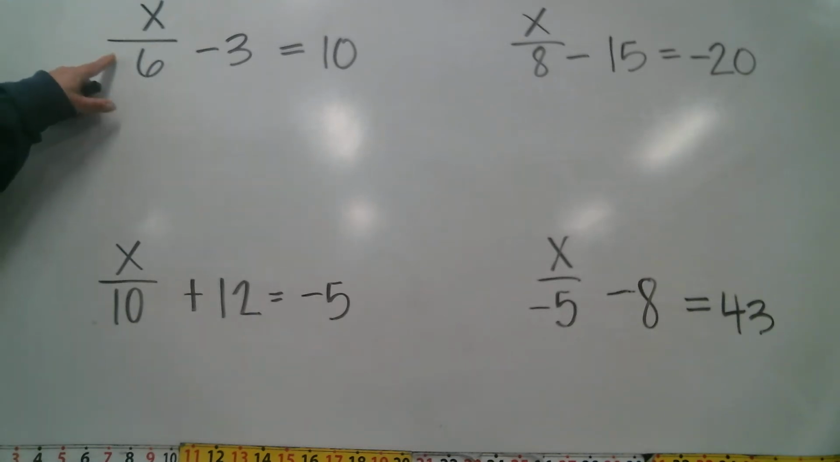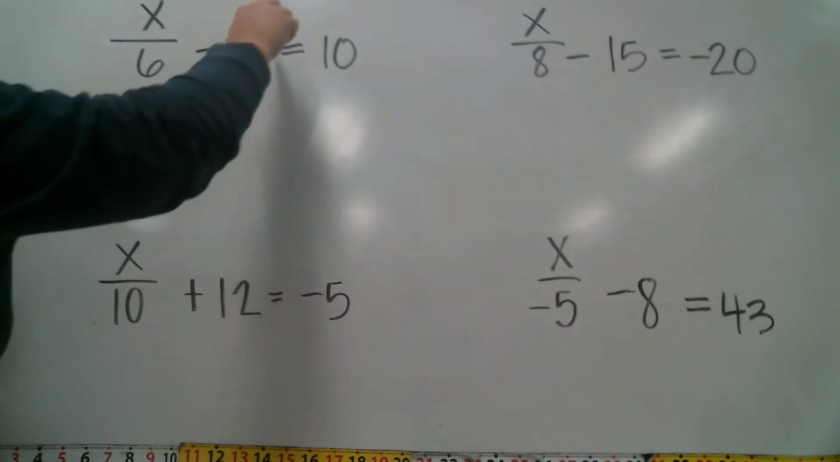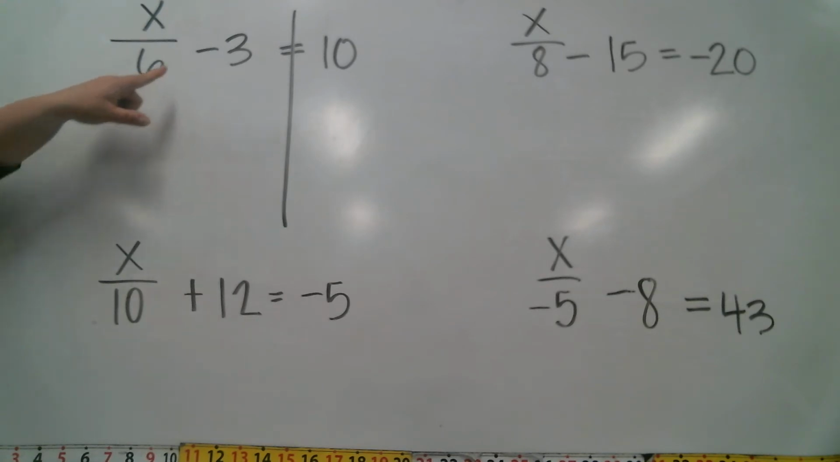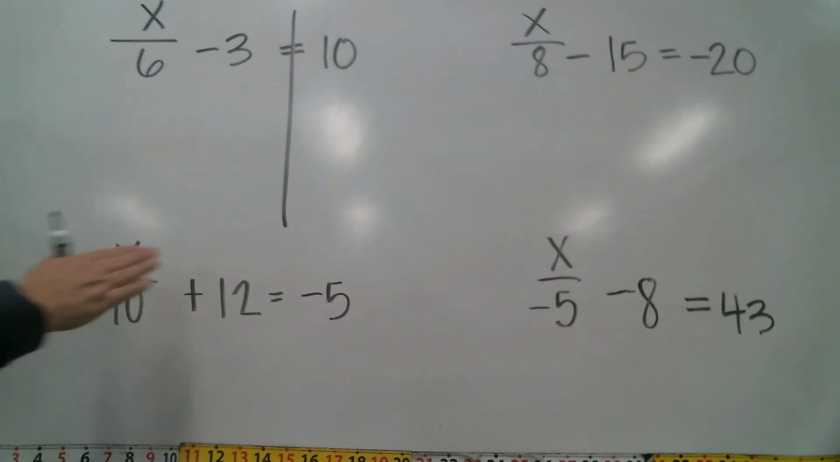If you look at this very first one right here, a fraction bar, if this is confusing you, means the same thing as division. Fractions mean division. So this just means x divided by 6 minus 3 equals 10. We're going to draw a line down the balance so we see the two sides. What's been done to x is it's been divided by 6, and also 3 has been subtracted. And remember, we have to undo the addition and subtraction first.